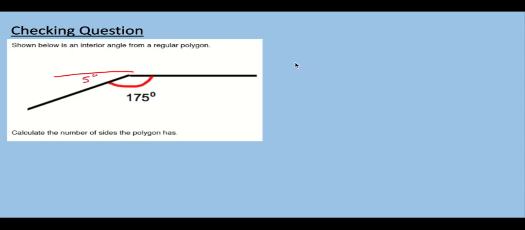So we'd be saying, well, how many times does 5 go into 360? Well, I know it goes 7 times into 36 with 1 remaining, and 5 goes into 10 2 times. So this would be a 72 sided polygon.